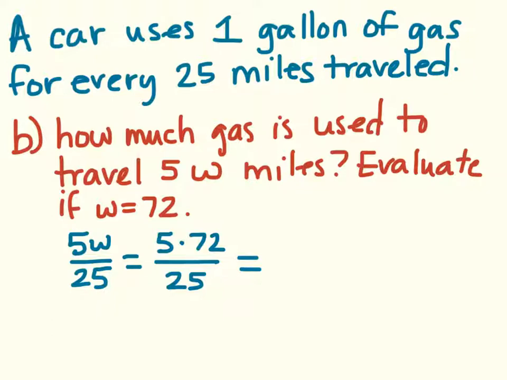5 times 72 gives us 360 over 25. 360 divided by 25 is 14.4. And yes, indeed, I did use my calculator to do that. So when W equals 72 miles, we use 14.4 gallons of gas.